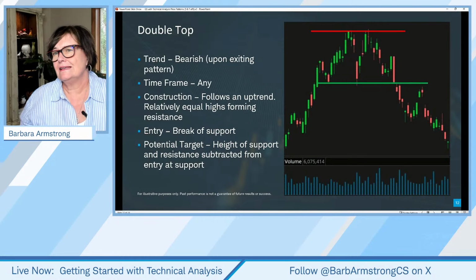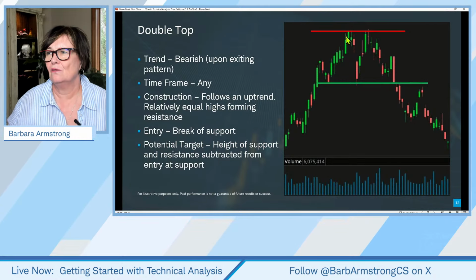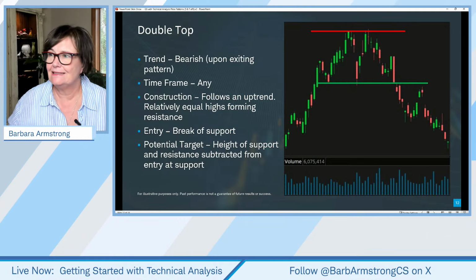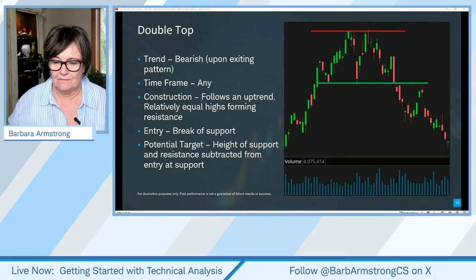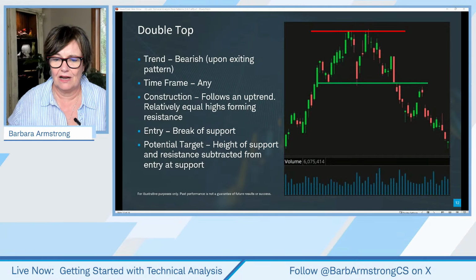Now, this is an example of a pattern where we ended up with a trend reversal. And they call this a double top. Okay, now why a double top? Well, because we had a really significant uptrend happening, right?